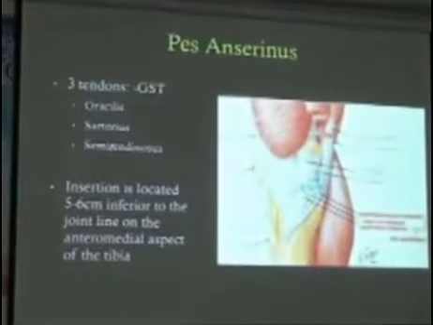The pes anserine is made up of three different structures. So we've got gracilis, sartorius, and semitendinosus.